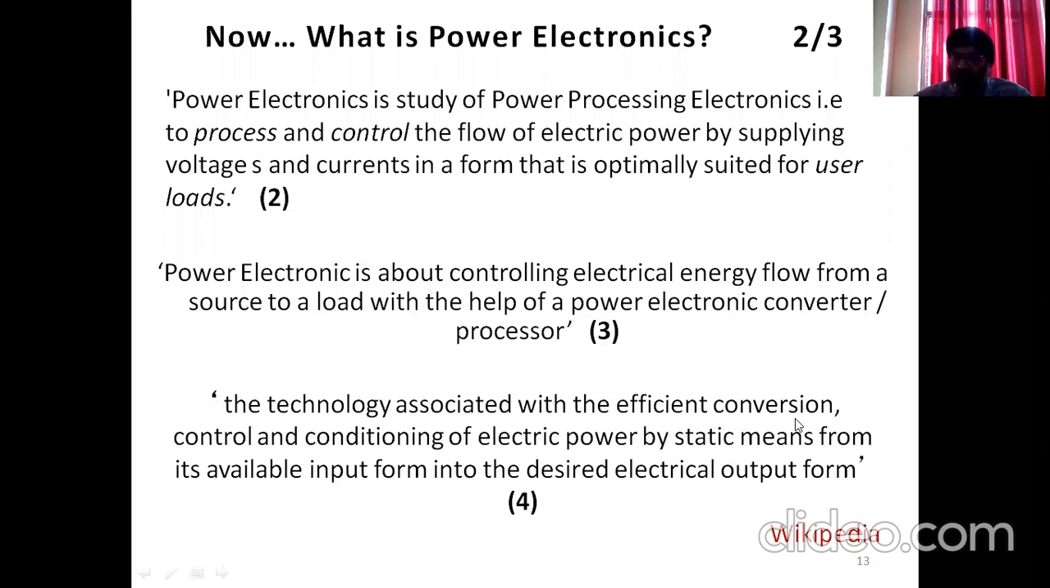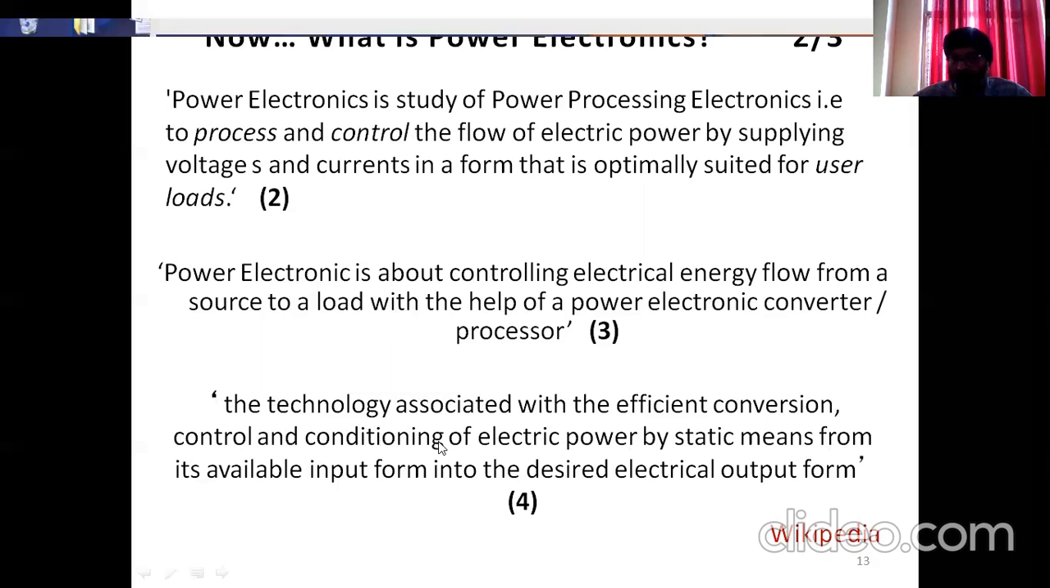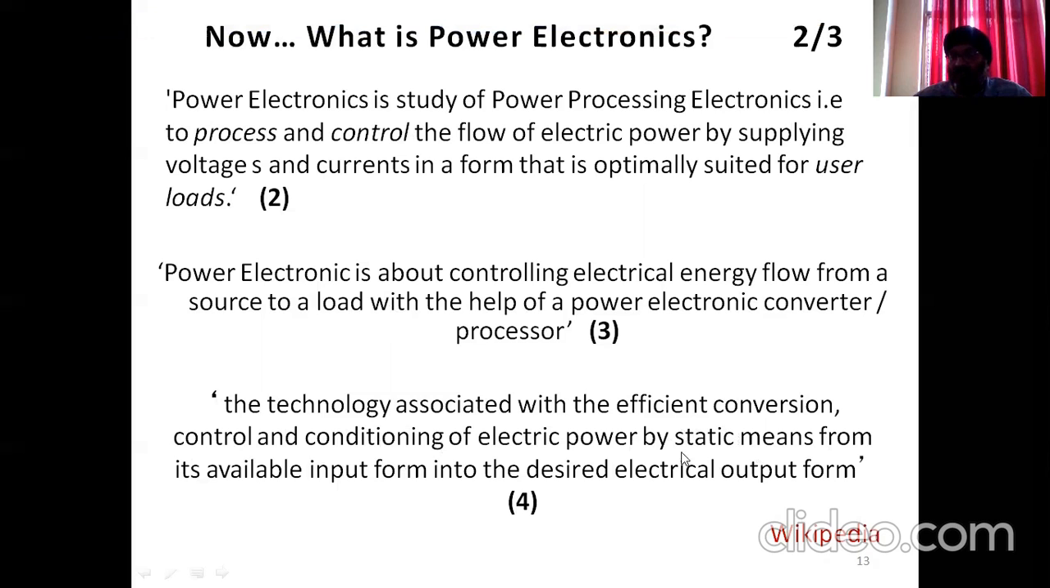So efficient conversion is required. Efficient conversion means if we have an input of AC and at the output we want DC, then we need a conversion. Efficient conversion means as high an efficiency as possible and lower losses. Again, control and conditioning, control and processing of electric power by static means. That's the main term over here.